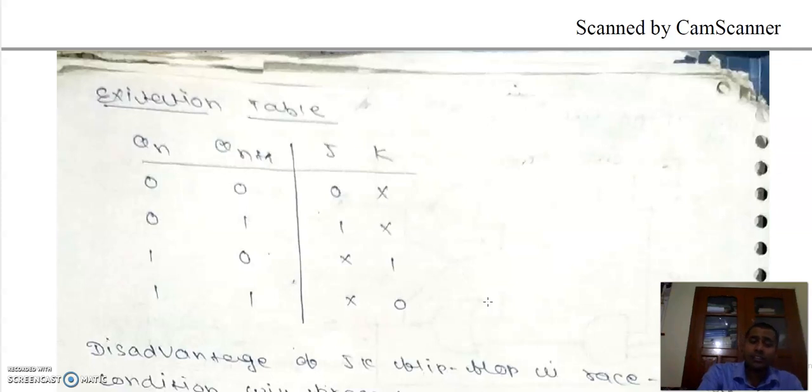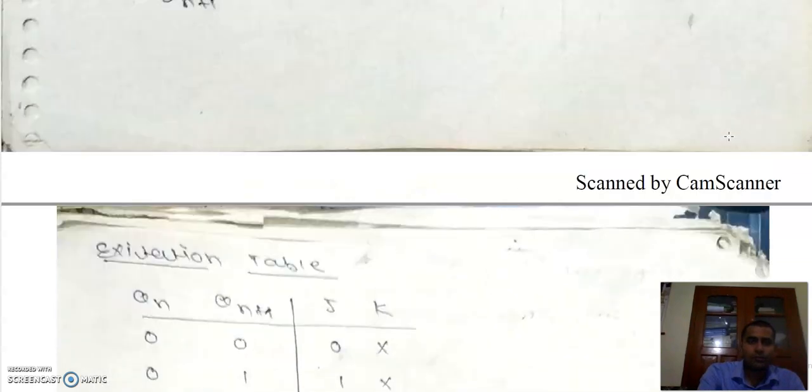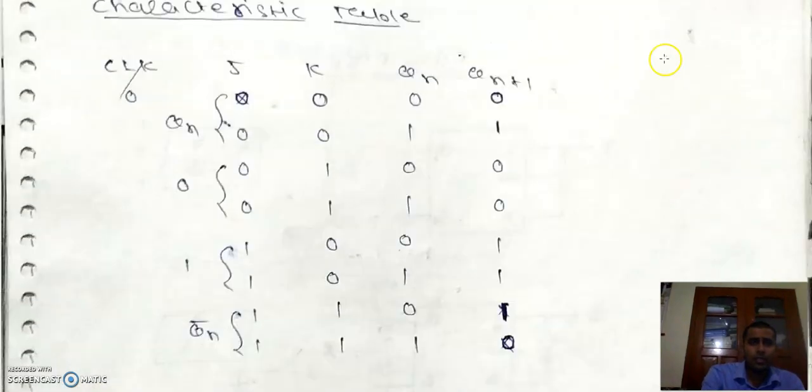Now, what is the excitation table? Already we have told that we make the excitation table using the characteristic table. So we will see where we are getting 0 0. We are getting 0 0 in two places. Here this one is 0 0, and here also this one is 0 0. So J is fixed at 0, but K is not fixed. Here it is 0, there it is 1. So J is 0 and K is don't care.